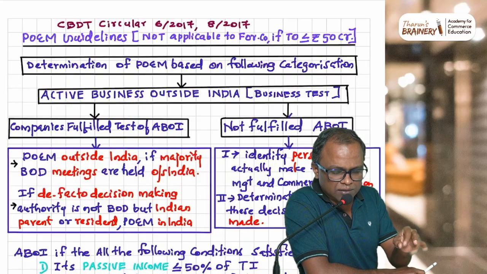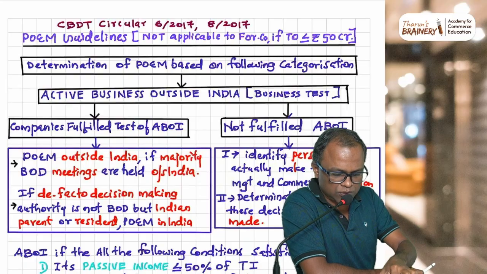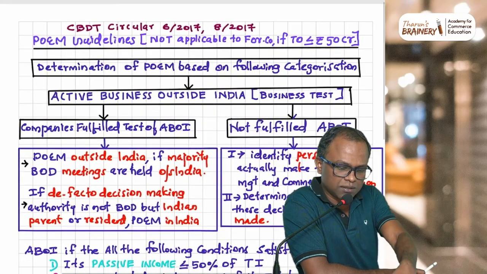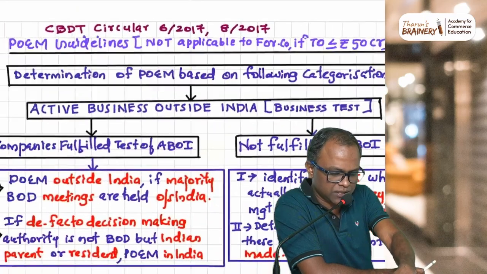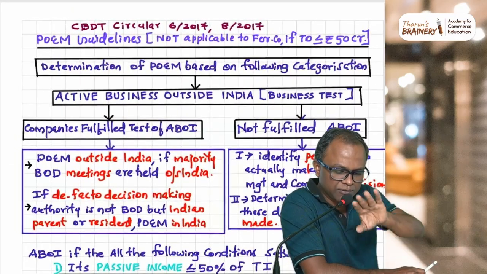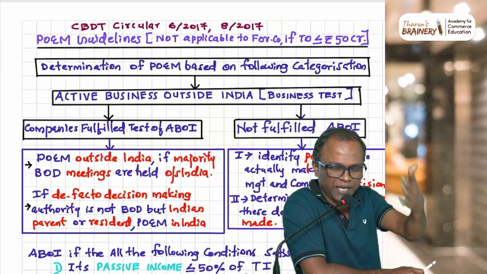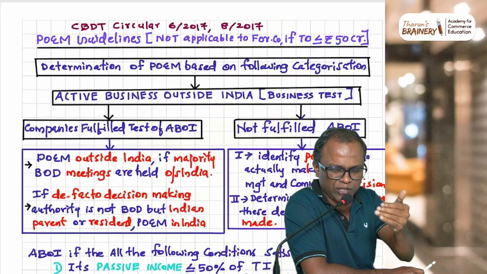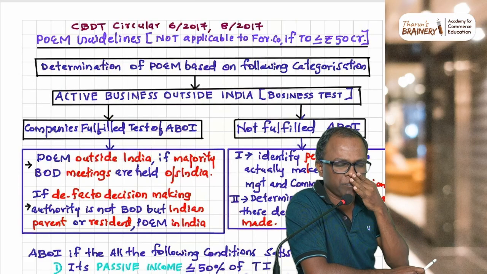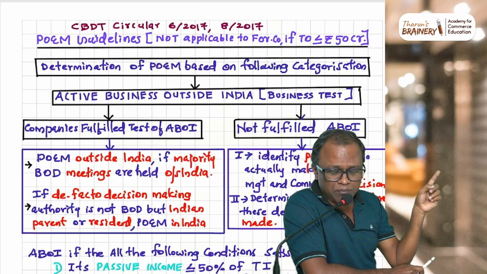But that circular, there are two circulars, circular number 6/2017 and circular number 8/2017. These two circulars further describe or explain how to find out the place of effective management of a foreign company. So this is known as POEM guidelines.